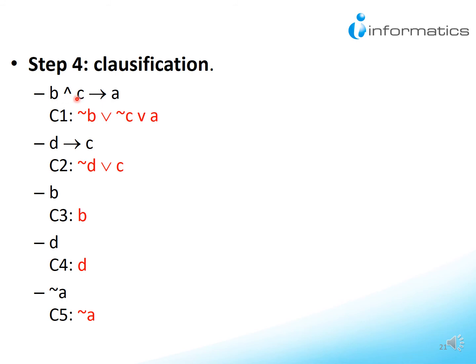The first rule, B and C imply A, is actually already in clause format, because if we remove the implication and apply the De Morgan rule, you will get not B or not C or A. Same thing here: if we apply the implication removal rule, we get not D or C for the second statement. B is already in clause form, D already in clause form, not A already in clause form.